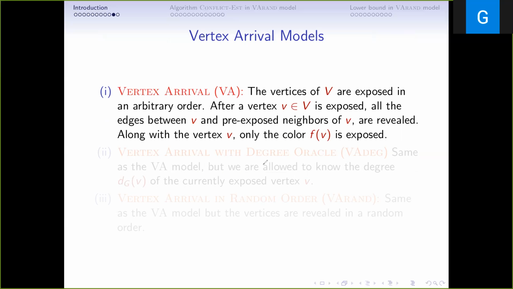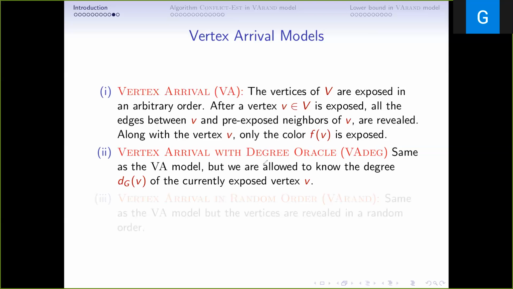In the basic vertex arrival model, the vertices of the graph G are exposed in an arbitrary order, say V1 to Vn. When a particular vertex V is exposed, we get to know two things. First, the color of the vertex V. Second, all the neighbors of V that were already exposed before V. This is the description of the basic vertex arrival model.